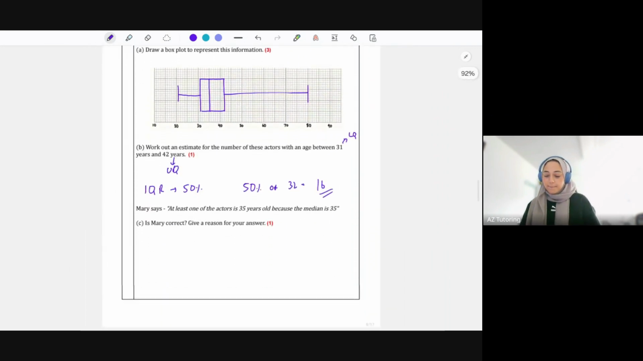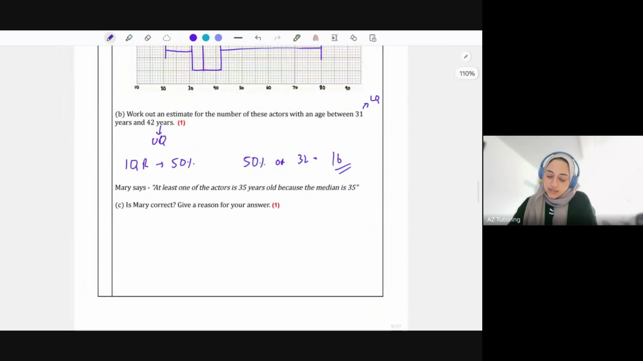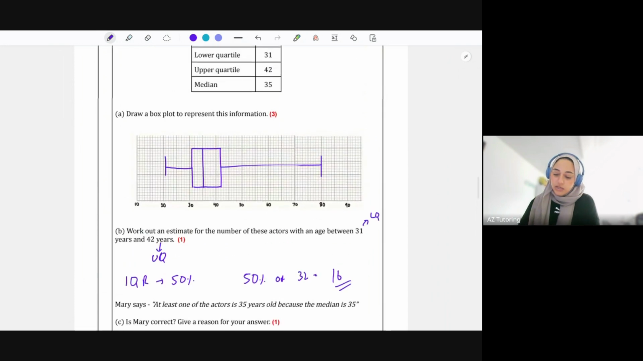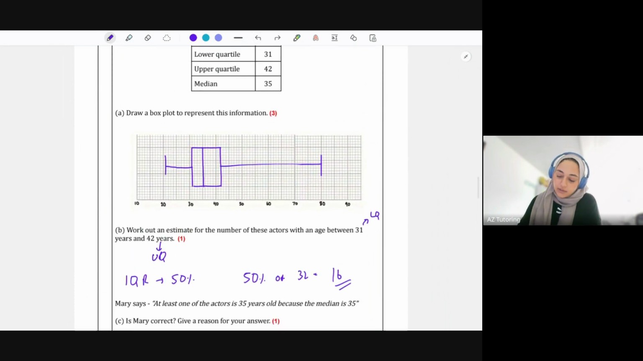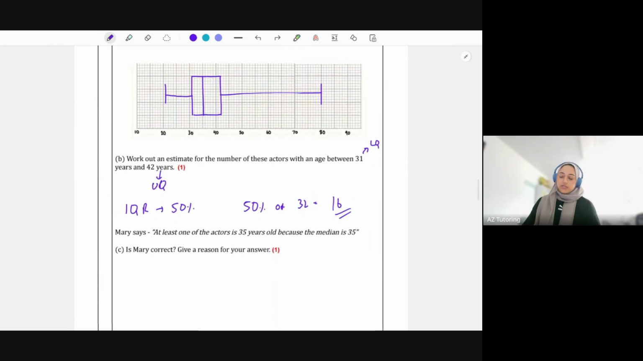So that's my answer. Okay, Mary says at least one of the actors is 35 years old because the median is 35. So you can see the median is 35. Is Mary correct? Give a reason for your answer.